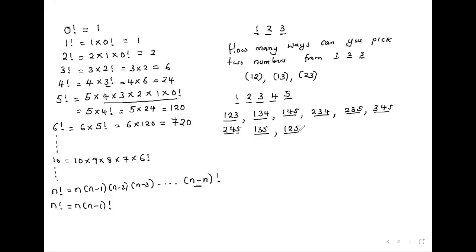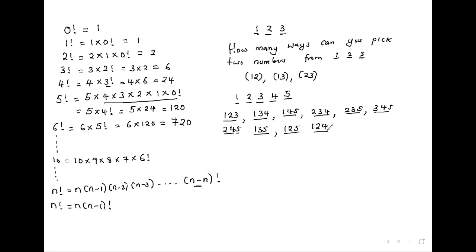1, 2, 3, 1, 2, 4. 1 to 4. Do I have 1 to 4? No. Okay, so 1 to 4. Okay, I think there's no more. 1, 2, 3, 4, 5, 6, 7, 8, 9, 10. So there should be 10. Okay.